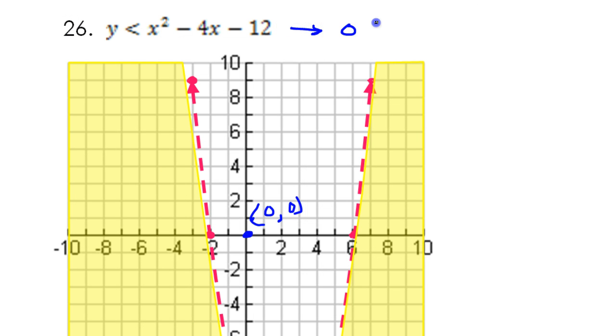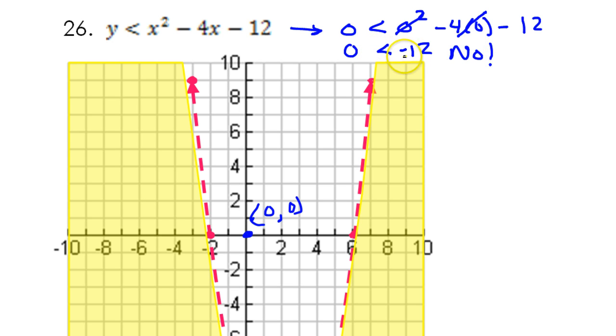this would become 0 is less than 0 squared minus 4 times 0 minus 12. Alright, so this would boil down to 0 is less than, 0 squared is just 0, so that's out. Negative 4 times 0 is just 0, so that's out. So it's just negative 12. 0 is less than negative 12. Is that true or false? That is false. That's like no, incorrect.